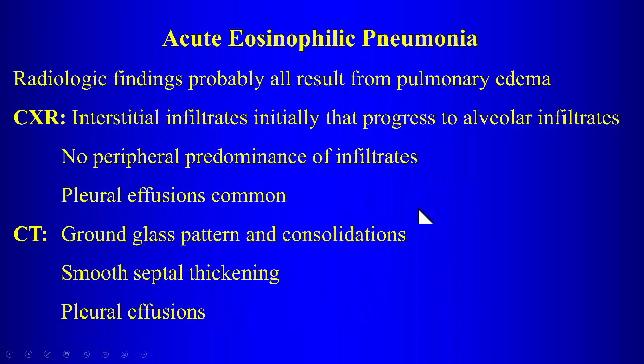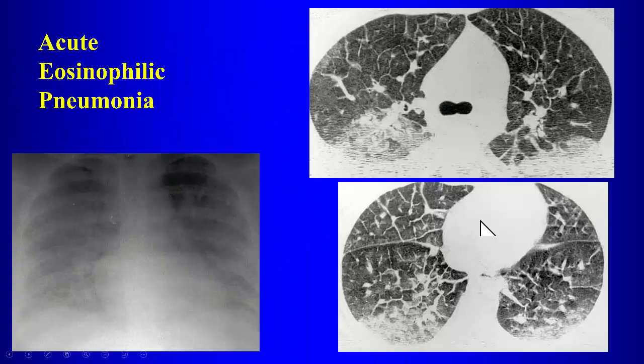So the radiologic findings all resemble pulmonary edema: interlobular septal thickening, consolidations, ground glass opacities, pleural effusions. It really looks like pulmonary edema. So that is acute eosinophilic pneumonia. This does not have a peripheral predominance of opacities as opposed to those other causes of eosinophilic pneumonia that we discussed.